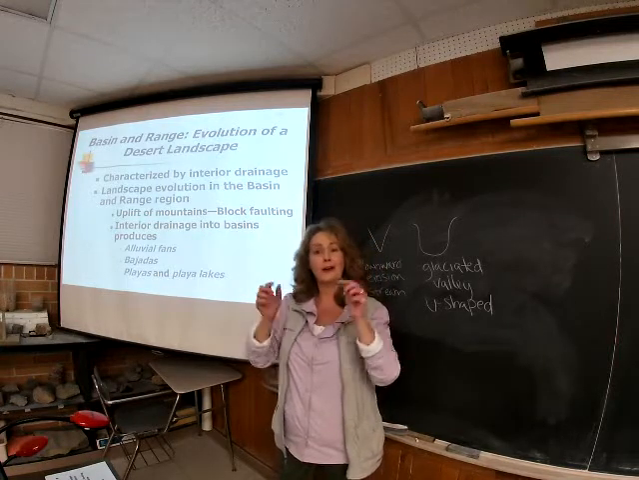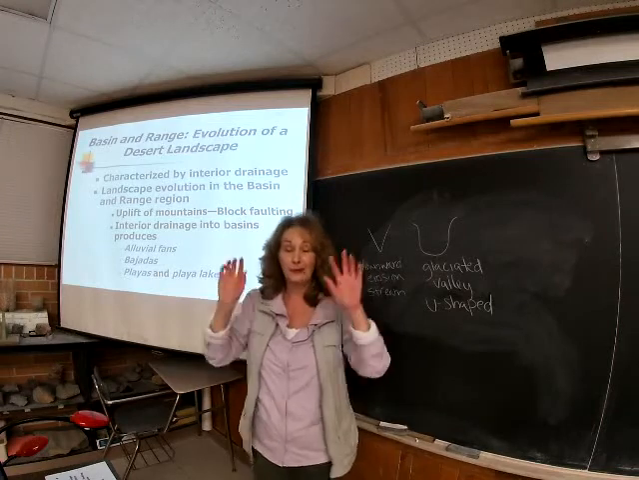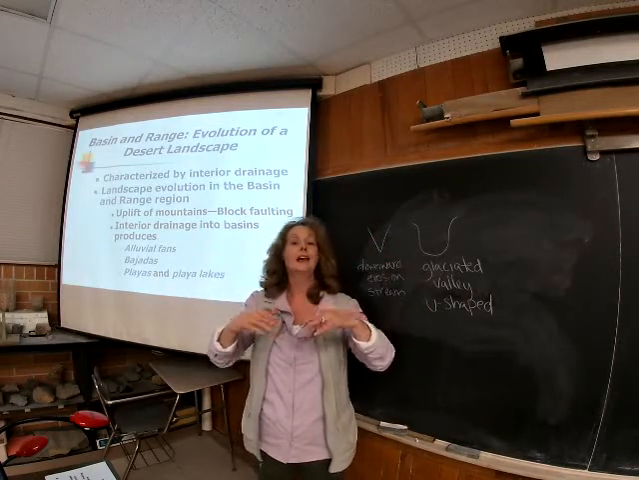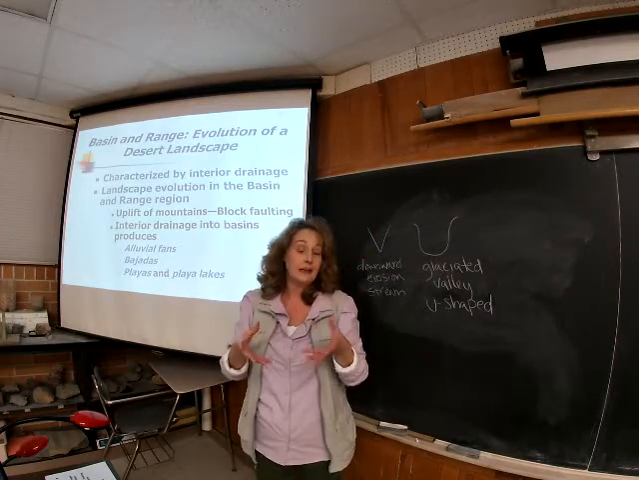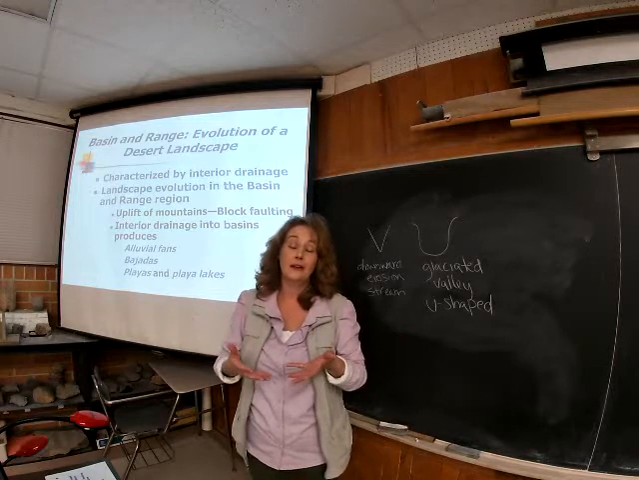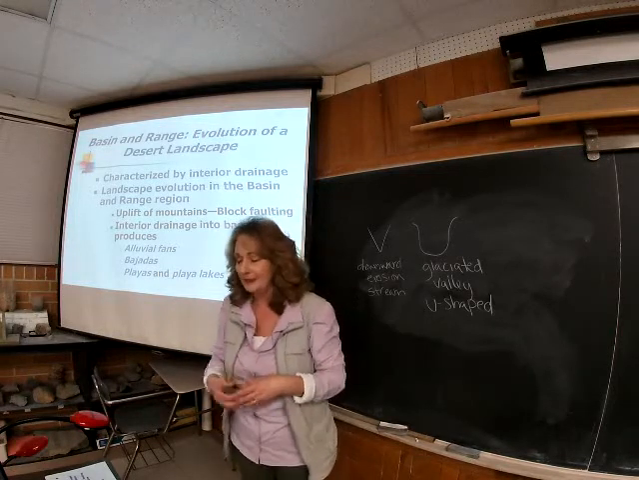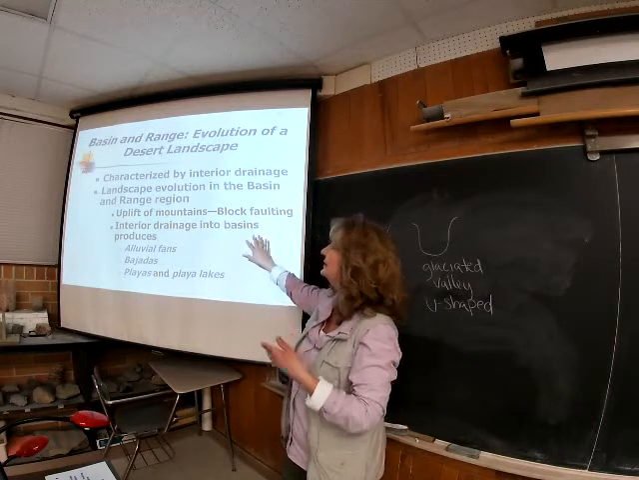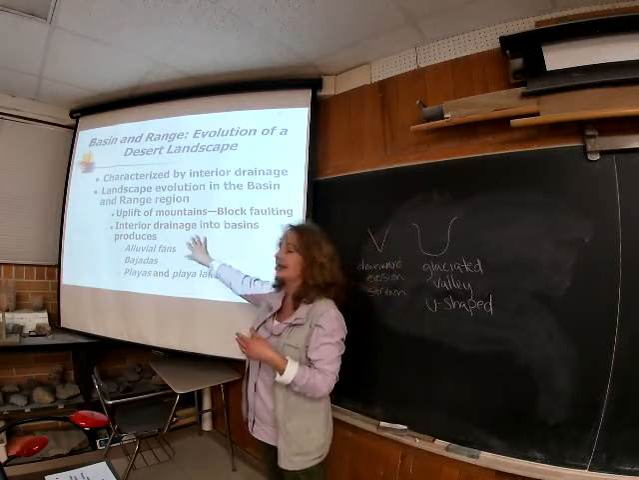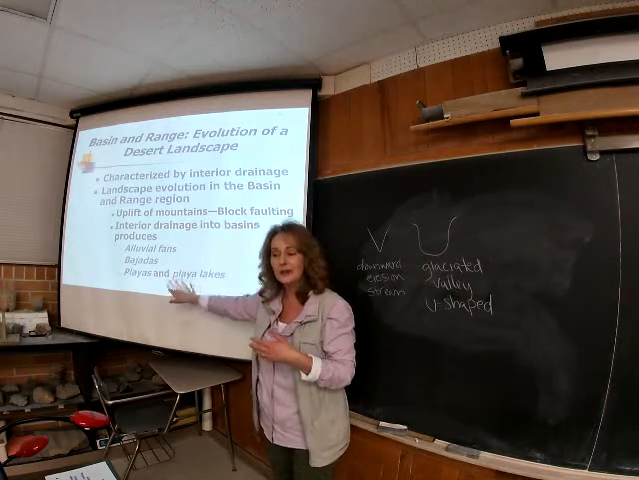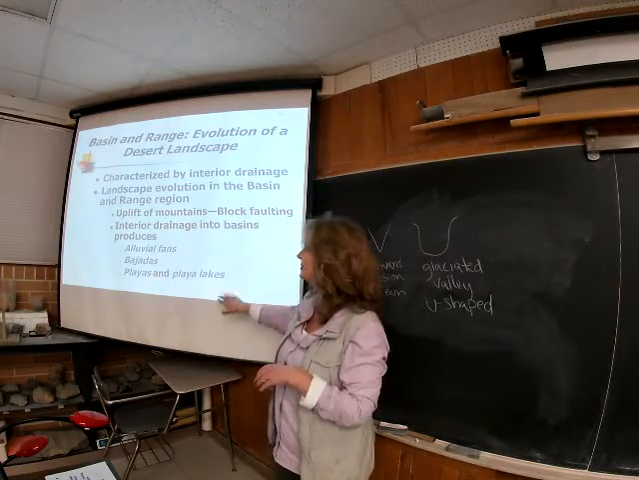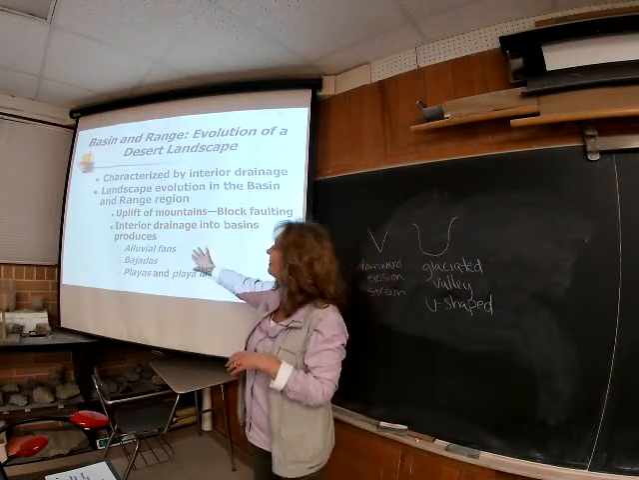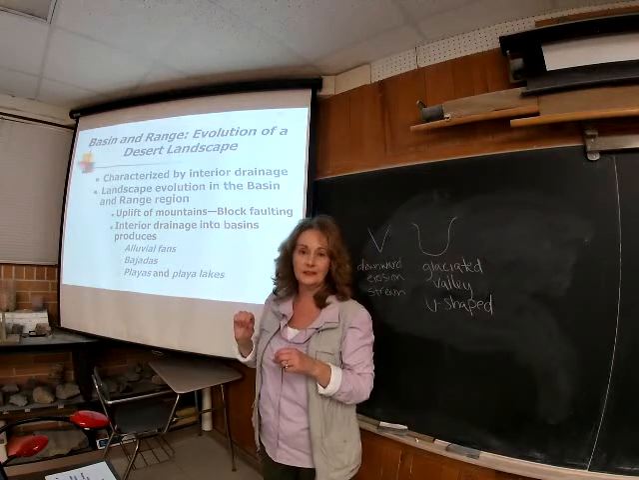And once that water comes down from the ranges, it gets in the basin and it can't get back out, right? Other than evaporation, that's about the only way it can come out. So the interior drainage goes into the basins and it will produce some of these depositional features that we talk about, alluvial fans.